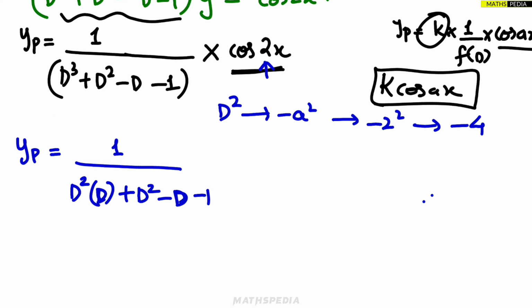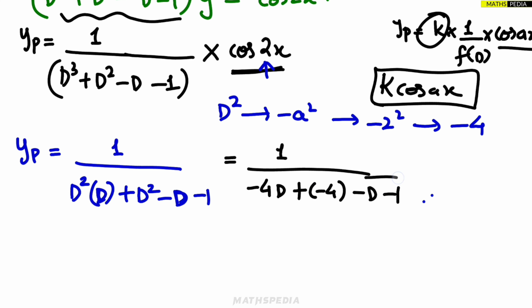So I'll substitute what? The value. So instead of d square, minus 4. So minus 4d plus d square again minus 4 minus d minus 1. So what is the answer you're getting? Minus 4 minus 1 is minus 5. So minus 4d minus d is minus 5d. 1 divided by minus 5d minus 5.